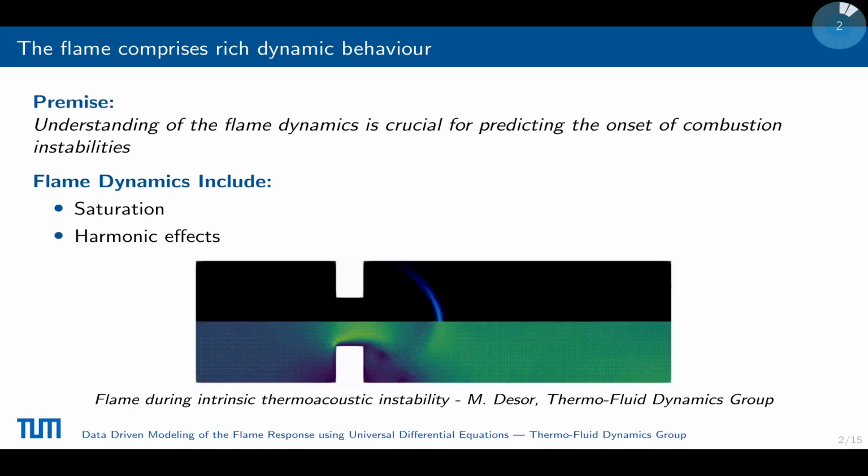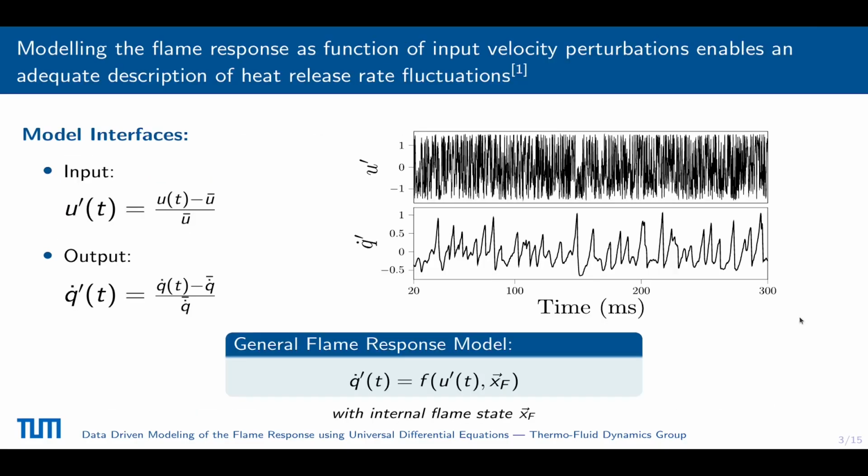Now, flame dynamics comprise very rich dynamic behavior, including saturation and harmonic effects. Okay, so how can we now model the flame response? First of all, let us define some model interfaces. As input, we define velocity perturbations, which are given here on the left. We have the instantaneous value of velocity u of t, and we subtract from that the mean of the velocity and divide by the mean. The output is obtained in the same way, just that we apply it to heat release rate fluctuations of the flame. Here you can see how such signals typically look like, and this is also our training set.